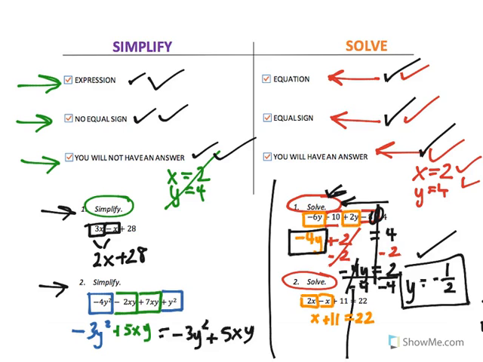The 11 is connected to the x with the operation of addition. I need to do the inverse operation of subtraction to move the 11. I get x equals positive 11.